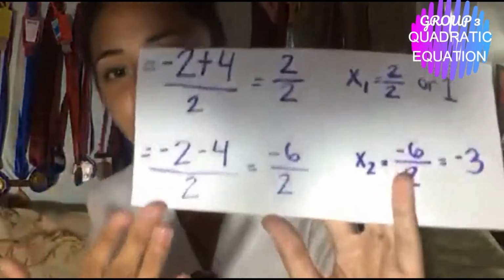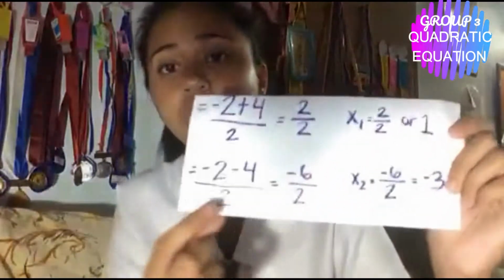And the next one is this one right here. And it is equal to negative 2 minus 4 over 2. And negative 2 minus 4 is negative 6 over 2. You just have to copy the denominator, same as here. So it is equal to negative 3.